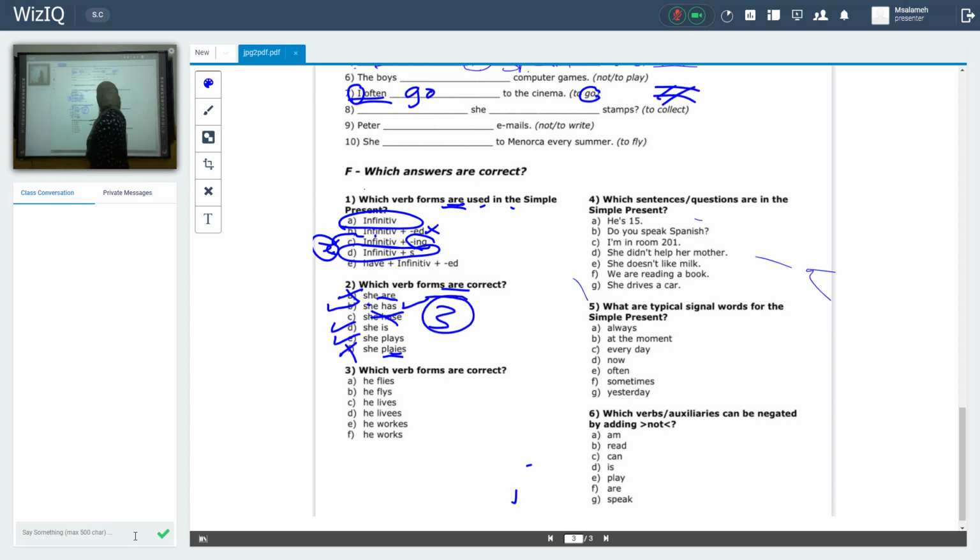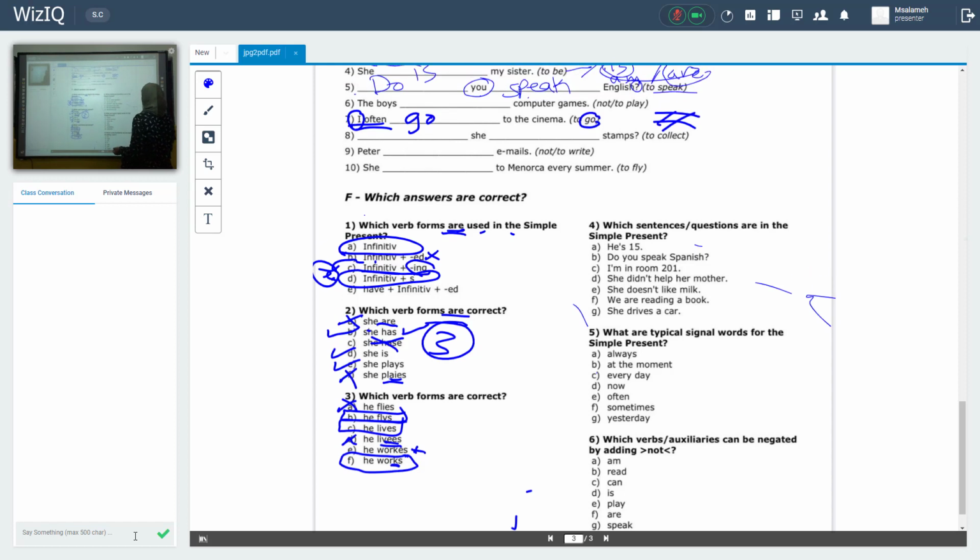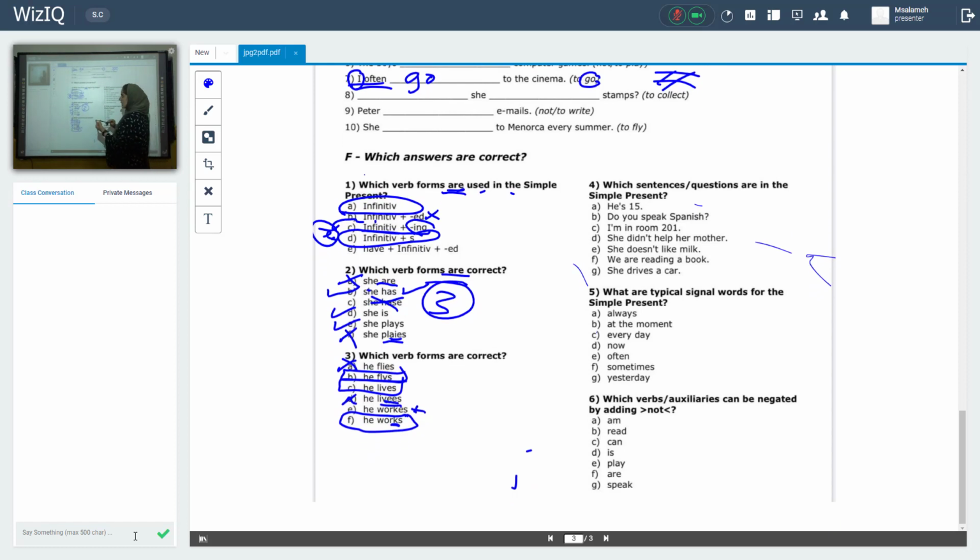Which verb forms are correct? Okay. He flies, here it's wrong. He flies. Okay. He lives, or lives with double E, it's wrong. He lives. Okay. He works. He works without ES because the final letter of the verb is K and it's a consonant. Not O, not Z, not X, not SH, not CH.